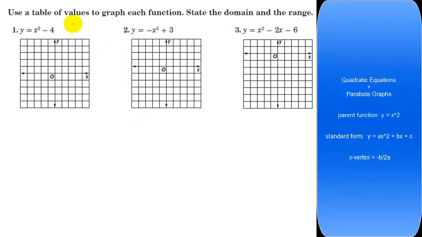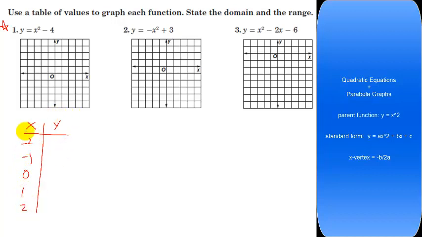We're going to now do a couple of examples so we can make sense of all that stuff. It says use a table of values to graph each function. So let's try this first one. Table of values. So we want to make our x, y. Let's try negative 2, negative 1, 0, 1, and 2.